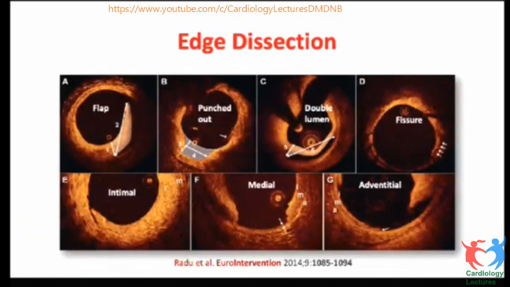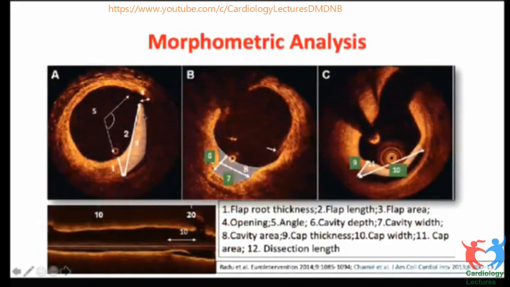And edge dissection is a discontinuity in your intima. Intimal discontinuity is called dissection. Different terminologies are used. Morphologically, it is classified into flap type dissection, punch type dissection, double lumen dissection, or fissure type dissection. And according to axial extent, it is divided into intimal, confined to intima, medial, extending to media, and adventitial, which is extending beyond media. These are the various measurements. The most important measurements are the arc of the dissection flap, the residual lumen area, and the third one is the length of the dissection. These are the three parameters which decide your outcomes.